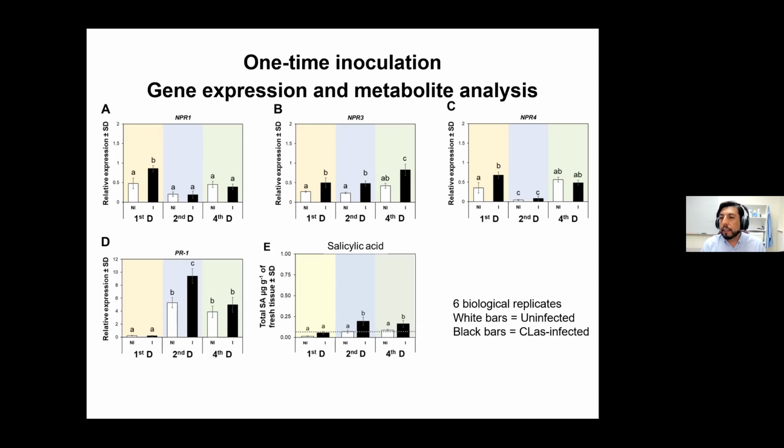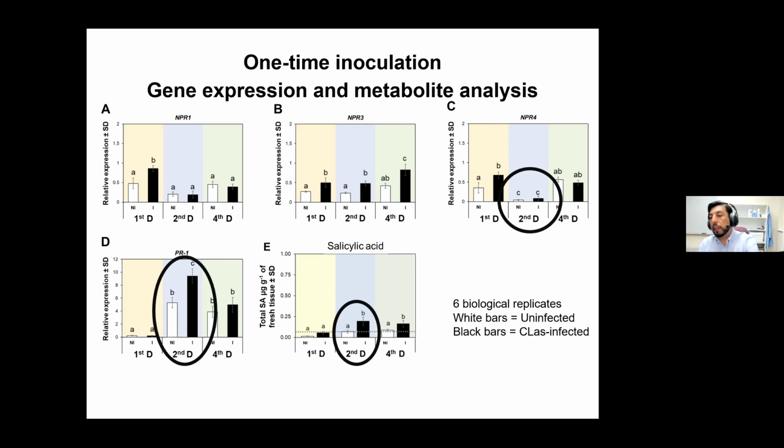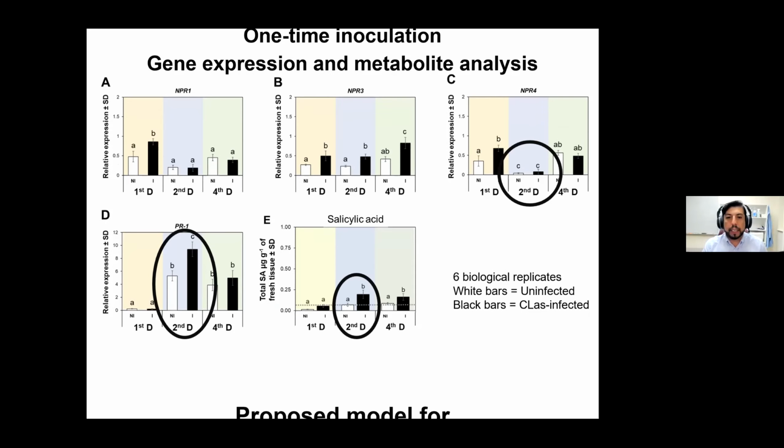There is a threshold of salicylic acid in which the plant can regulate plant defense and grow, but if you surpass that threshold, those plants tend to be stunted and use all the energy on the immune defense. So this is important. We found that NPR4 was reduced. That reduction in expression was associated with higher expression of PR1 and also with higher levels of salicylic acid.